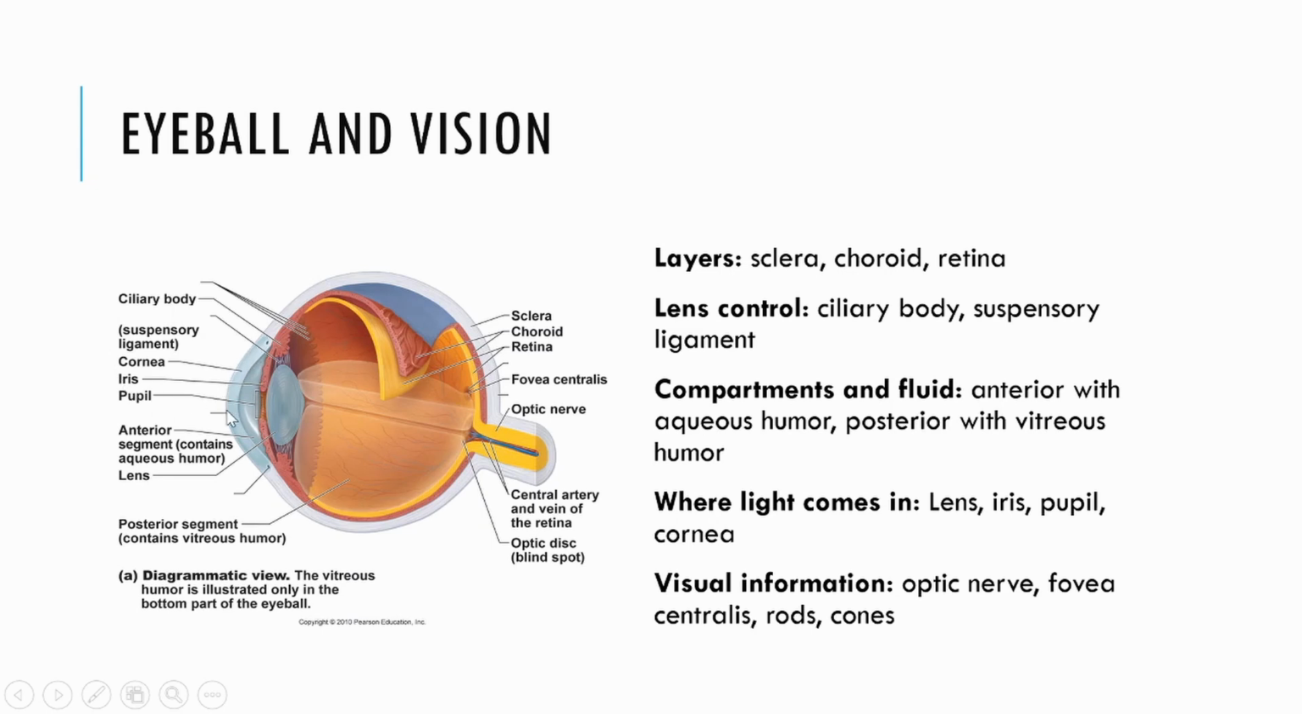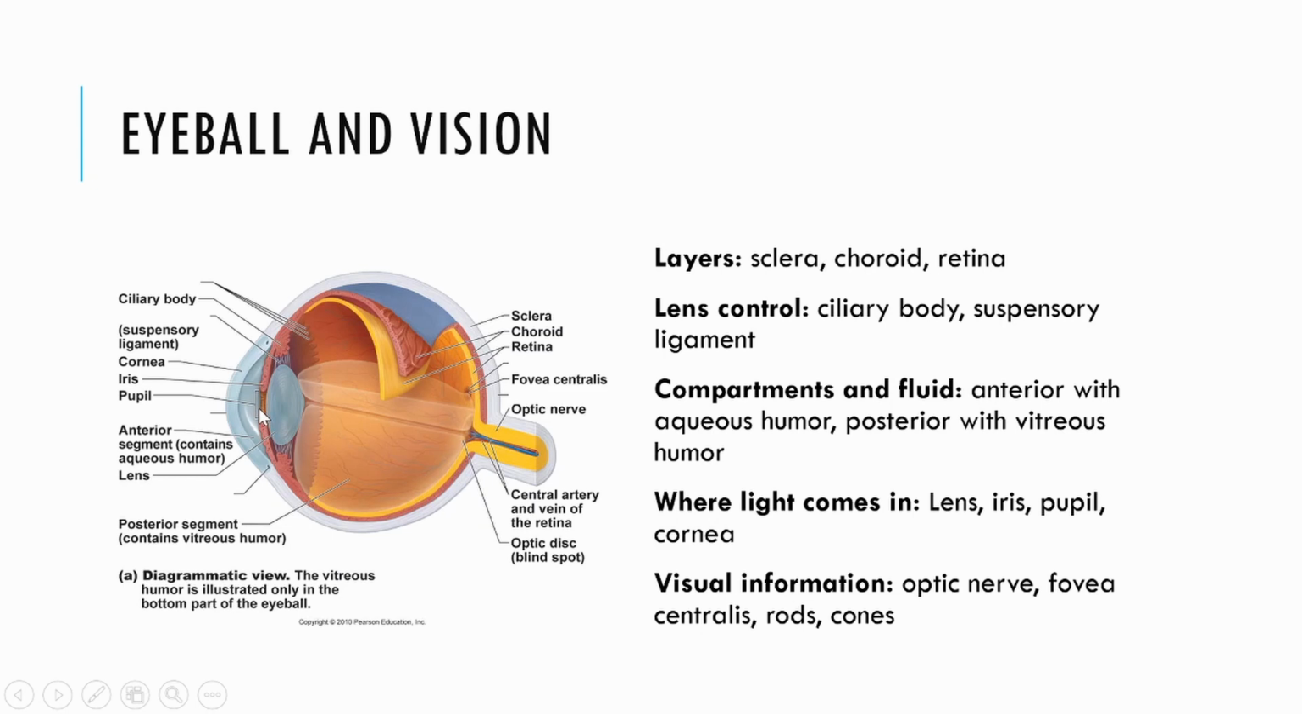The cornea is an extension of the sclera. It's been modified so that it is clear, so that light can pass through. And then we have the pupil and the iris here. The pupil is the area where light actually comes in and passes through, and the iris will control the size of the pupil. So the iris is the part of your eye that has color.